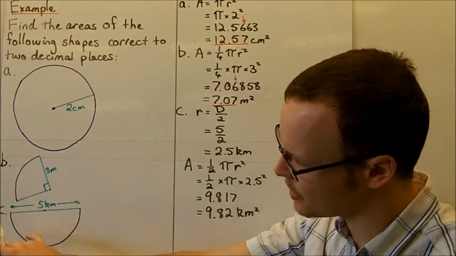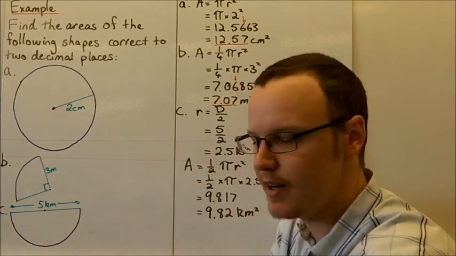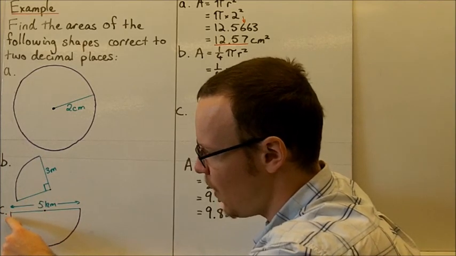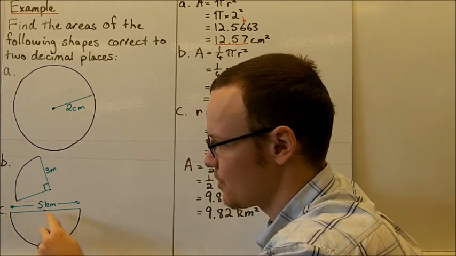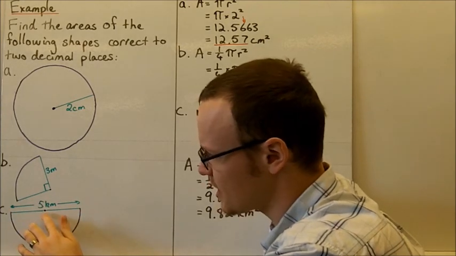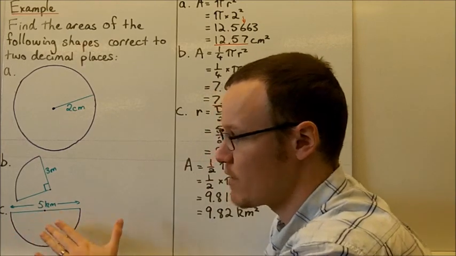Now for our last shape here, we've got a semicircle, and what's marked on our diagram isn't the radius, it's the diameter, the distance from one edge of the circle to another edge going through the centre of the circle. In this case, the centre of our semicircle. So we need to find the area of this shape.